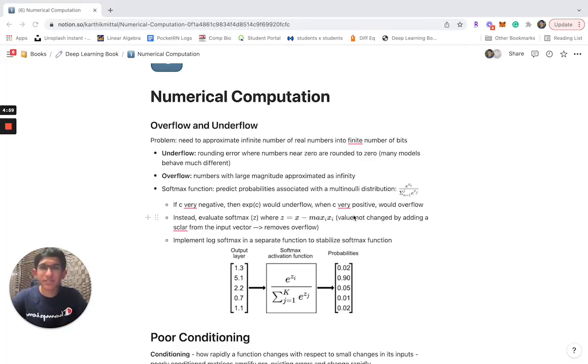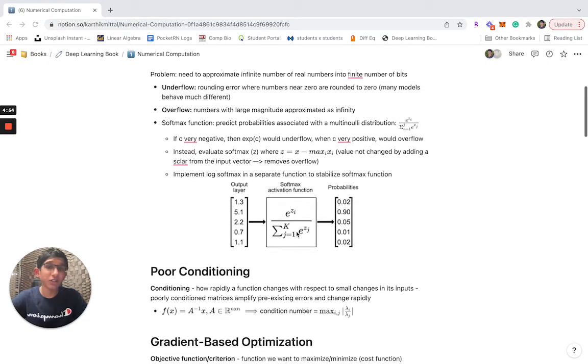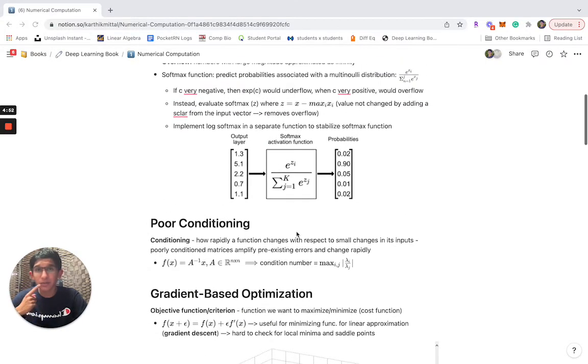Hey everyone, I thought I'd make this quick video going over the mathematics of machine learning. Here I'll go over underflow and overflow, poor conditioning, and then gradient-based optimization.